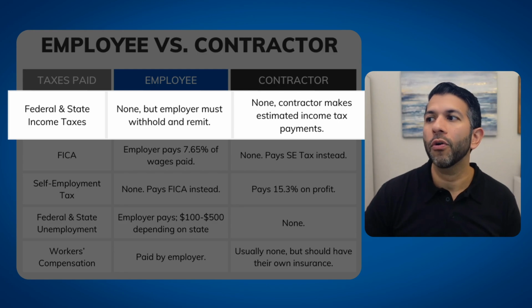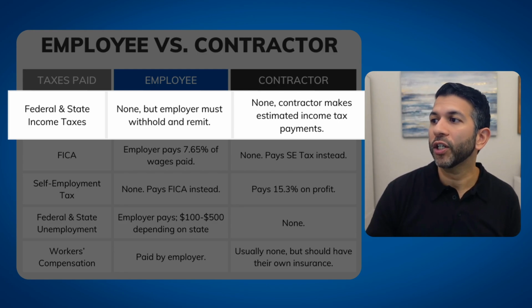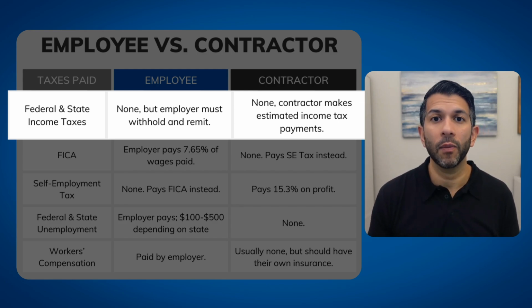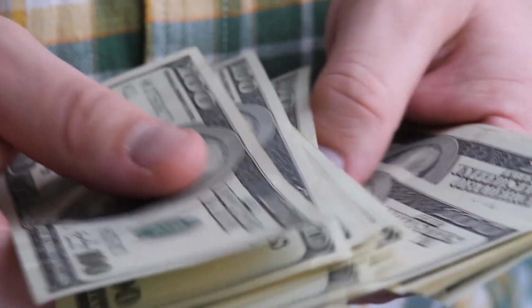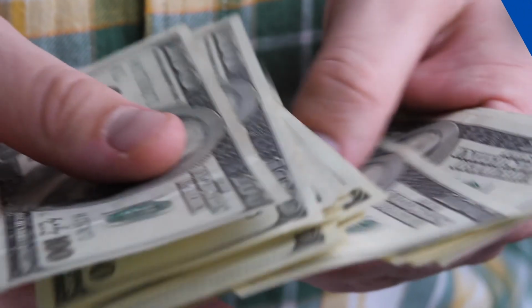A contractor, though, that doesn't happen, okay? The contractor makes estimated income tax payments on their own. So you're not withholding that from their check. That contractor is making those income tax payments on their own.